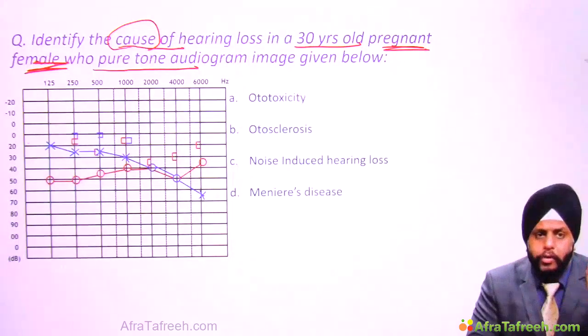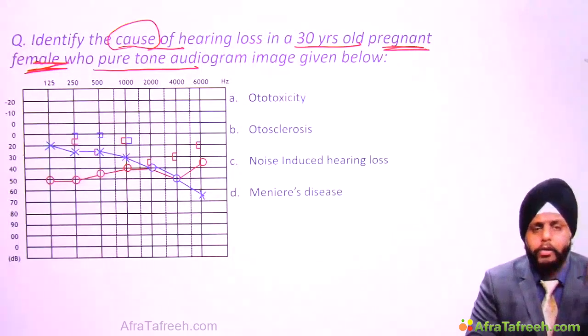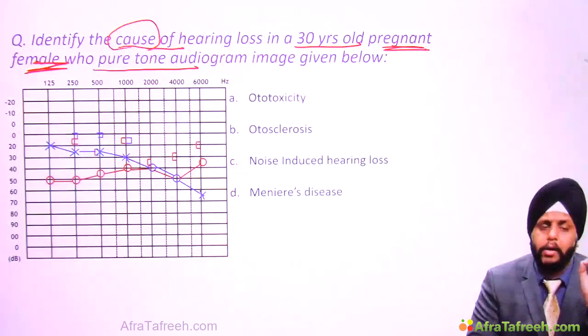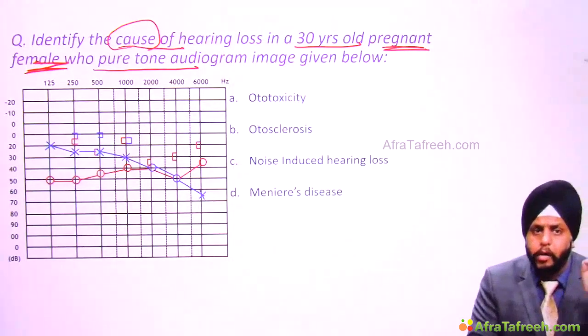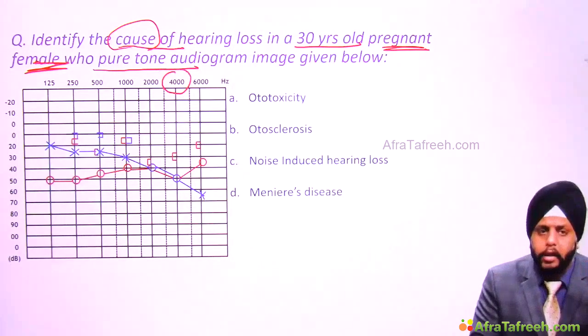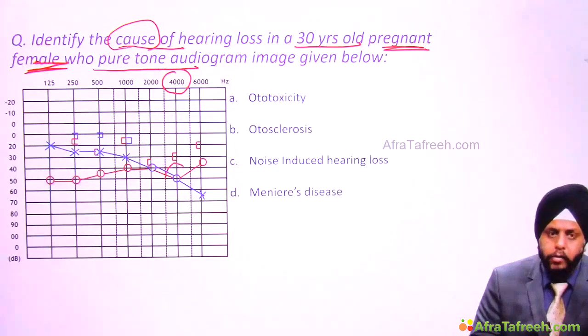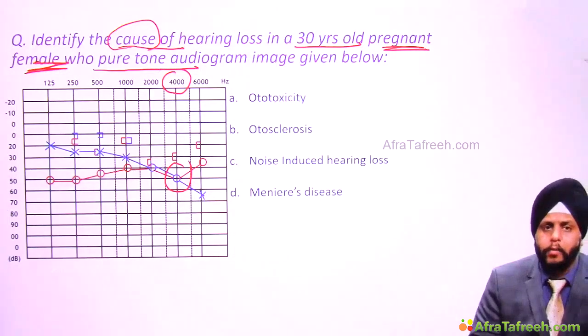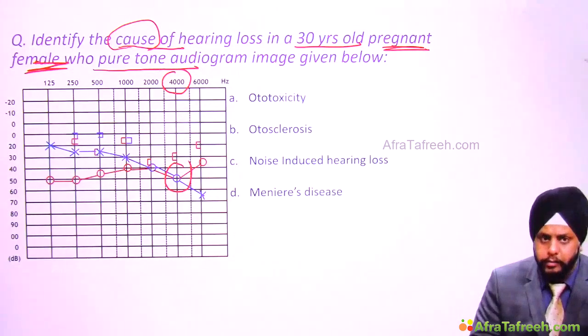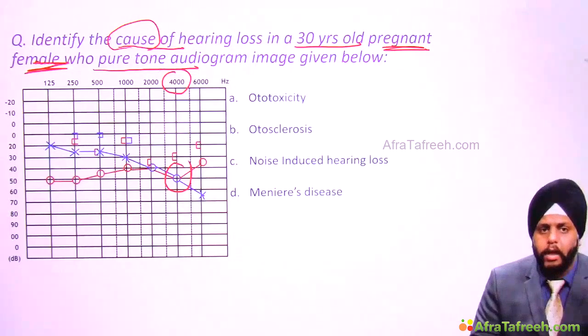Now this is an interesting question. Why? Because 90% of students marked it wrong. Why did they mark it wrong? The first thing that they saw was a dip at 4000 hertz. Okay, so they saw that there is a dip over here at 4000 hertz, and therefore they all marked it as noise induced hearing loss.